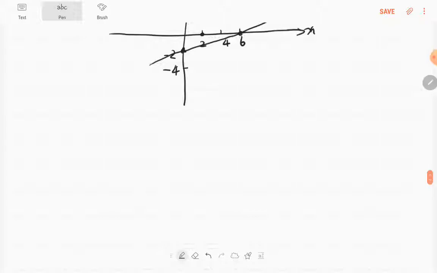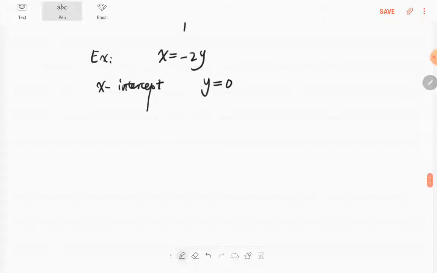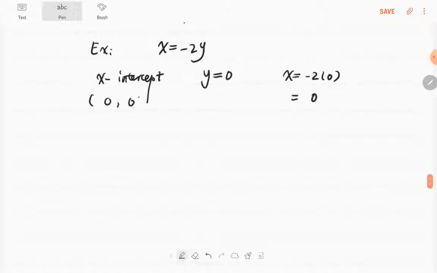Let's see another one. This time, we have this equation. We still need to find and plot the intercepts. We do the same thing for the x-intercept. Remember, we set y equal to 0. We use 0 to replace y, so we will get x equal to 0. So this time, the x-intercept is (0, 0).